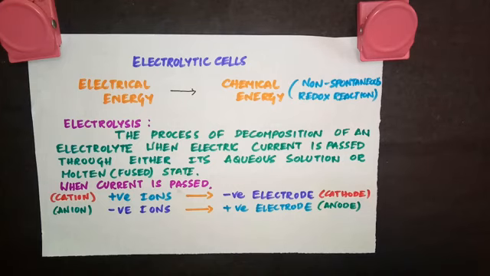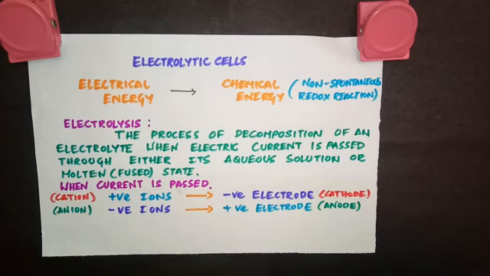Today we are going to see the second type of cells in which the redox reactions are non-spontaneous. Since the reaction is non-spontaneous, electrical energy from a source is supplied to these cells and it carries out a redox reaction, because in nature these reactions are non-spontaneous. So we are going to see what happens in these types of cells, which are called electrolytic cells. All the reactions in the electrolytic cells basically involve electrolysis.